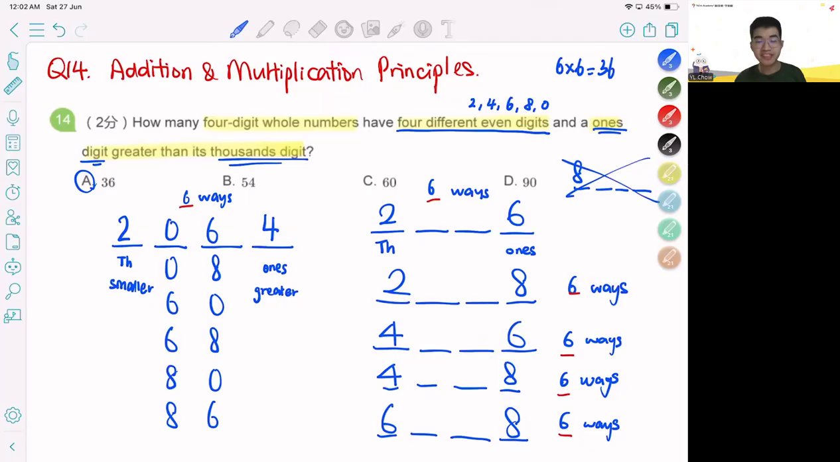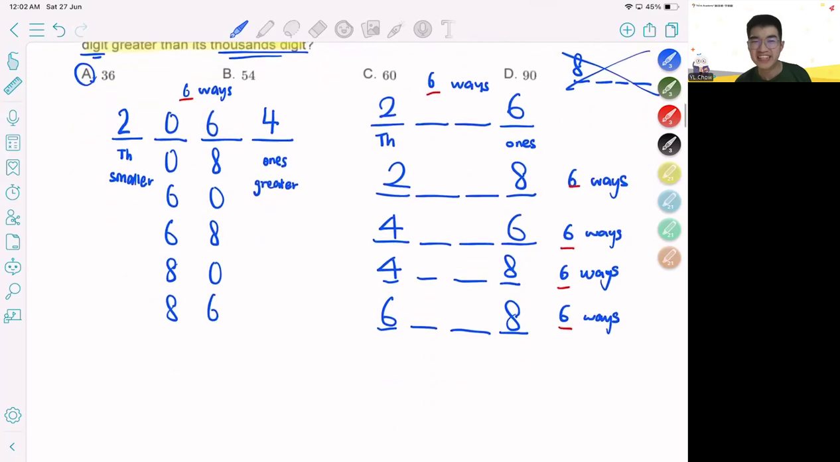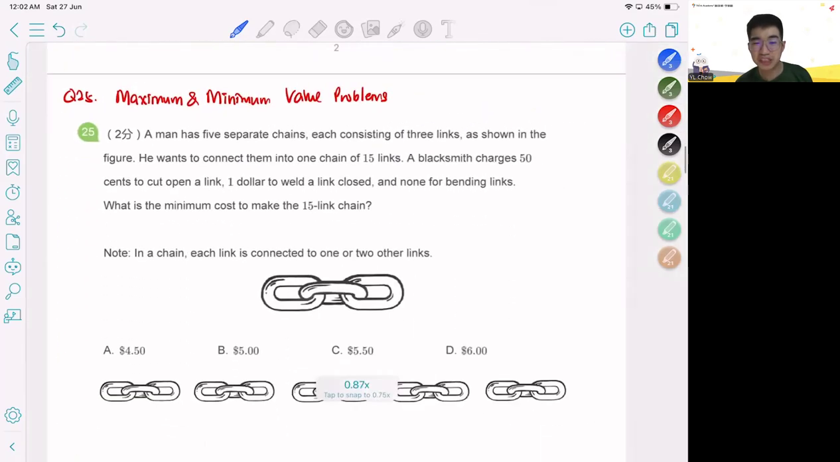Okay, so this is how you can do that with some listing and some addition and multiplication principles application. All right, so hopefully when you see this in a future paper, you know how to do it, right? Now, let's come to question 25.